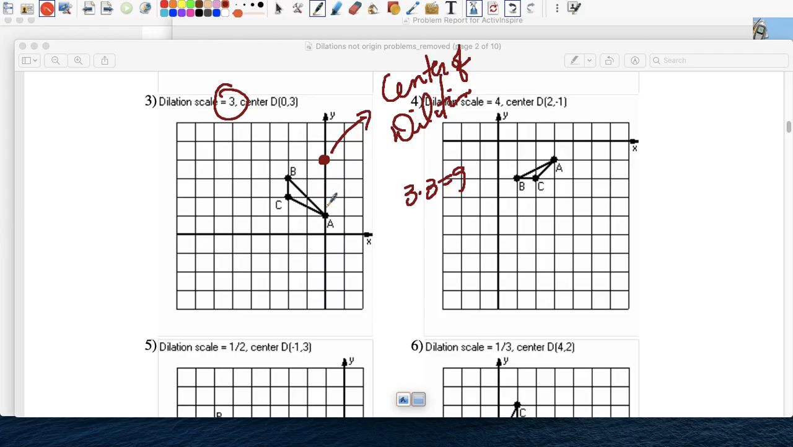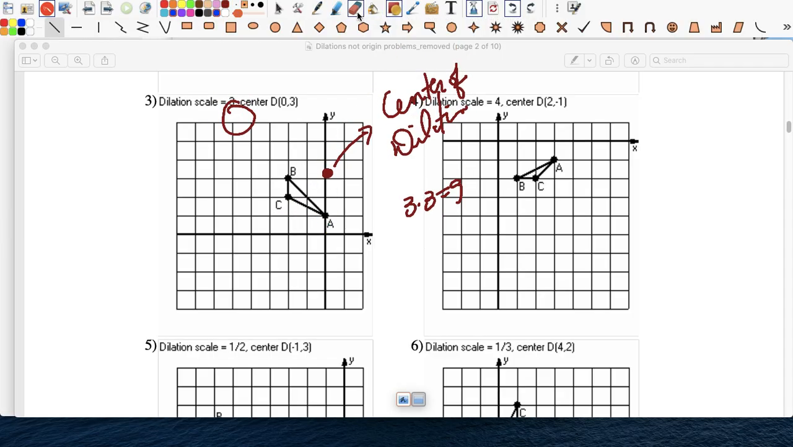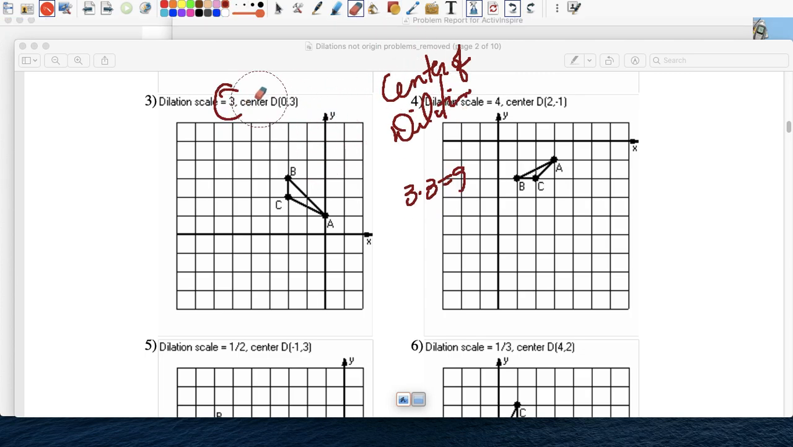So 3, 4, 5, 6, 7, 8. What in the world? One, two, three. Oh, that's because I made a mistake. Sorry. This was not working. So the center of dilation is not that. It's zero. This is 0, 0, 1, 2, 3. It's here. Okay, sorry, that was my mistake. Center of dilation. Okay, start again.